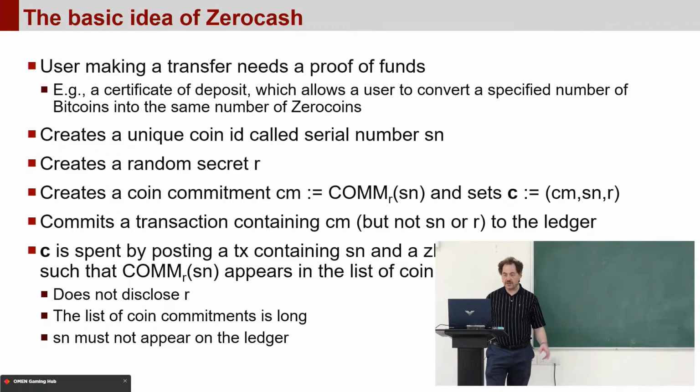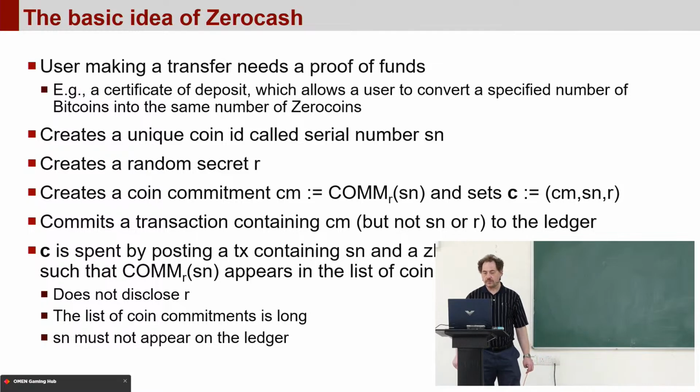The commitment is just a computation. Then the user creates a tuple, which consists of three elements: the commitment, the serial number, and the secret. And then the user would commit a transaction containing the commitment, but not the serial number or the secret, to the ledger. So the commitment is visible for all to see, but not the secret.